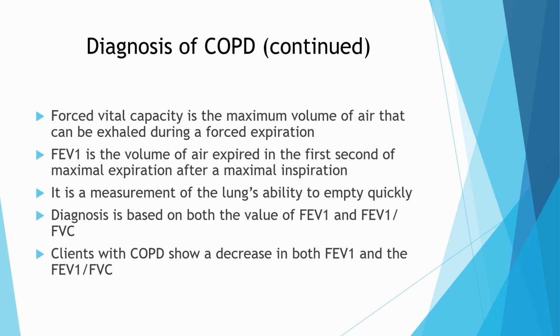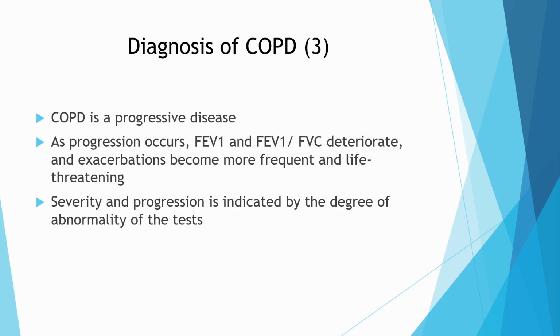So diagnosis is based on both the value of the FEV1 and then the FVC. Clients with COPD will show a decrease in both the FEV1 and the FVC. So again, COPD is a progressive disease. As progression occurs, the FEV1 and the FVC will deteriorate and exacerbations become more frequent and then life-threatening. Severity and progression is indicated by the degree of abnormality of the tests.